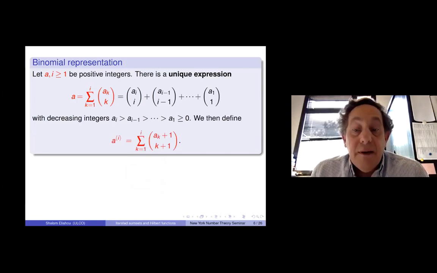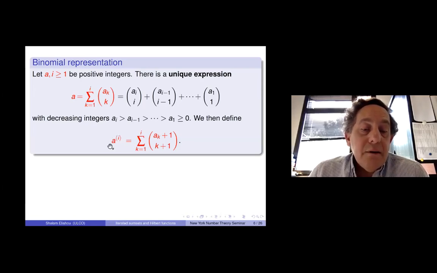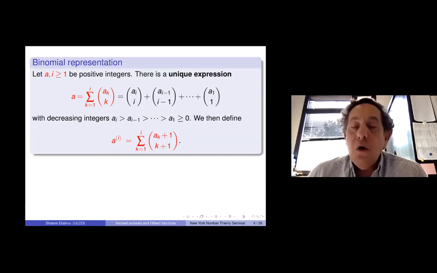We then define, so that's Macaulay's idea. Then when you have this unique expression, you define that symbol. So you have, again, a sum of i binomials, the same as before, but in each summand, you add +1 on top and +1 on the bottom.